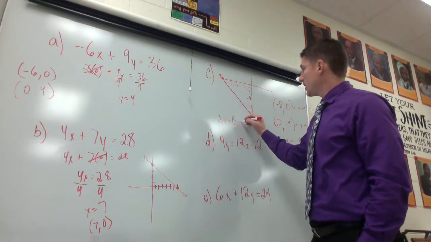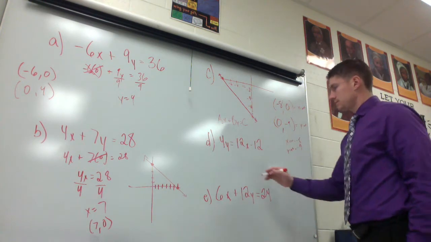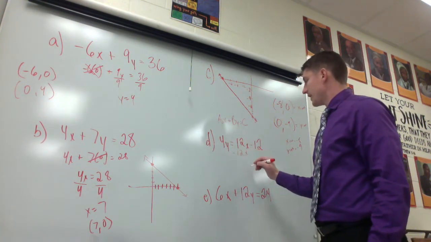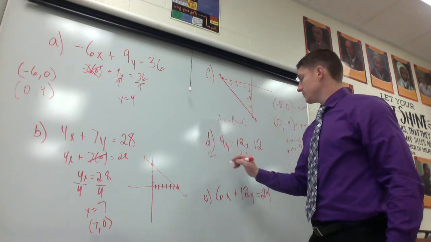Ax plus by equals c. That means I need to get this x to this side. Here I'm going to subtract 12x. If I do something to one side, I do it to the other side. Subtract 12x from this side.